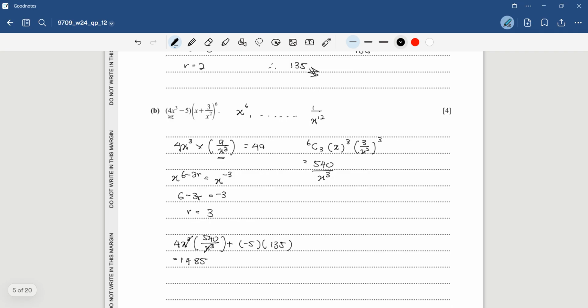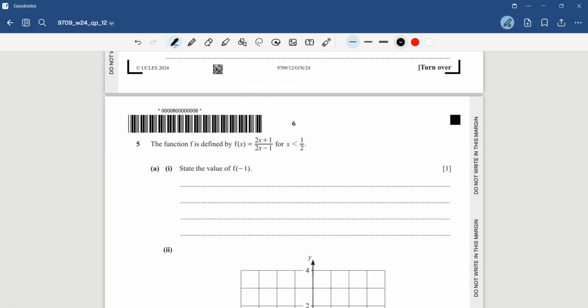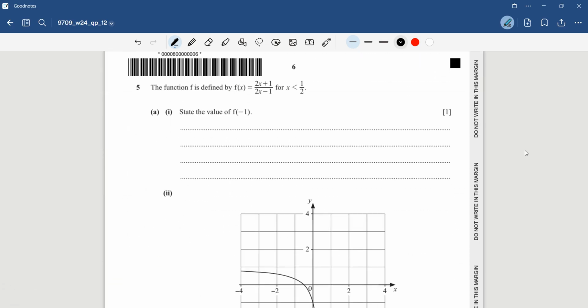Okay, let's continue with question number 5. The function is given as f(x) = 2x plus 1 over 2x minus 1. State the value of f(negative 1). Okay, so for this we can directly substitute in. So f(negative 1) will be 2 bracket negative 1 plus 1 over 2 bracket negative 1 minus 1, which is going to be 1 over 3. That's it. It's quite straightforward.